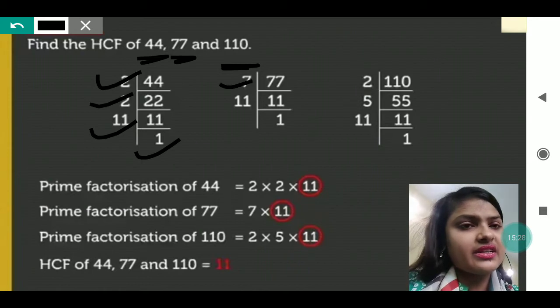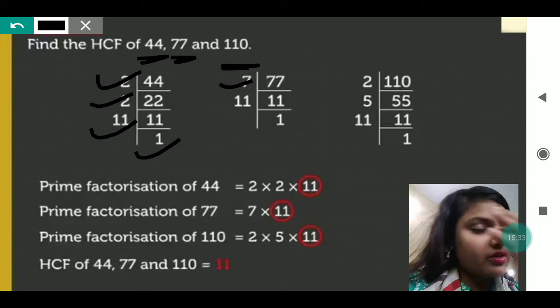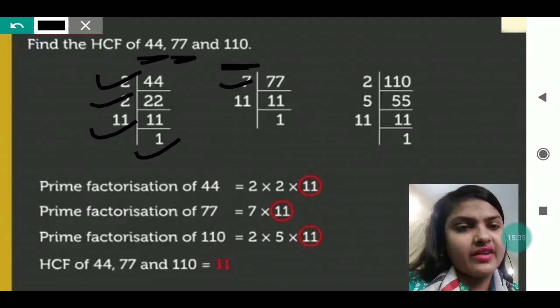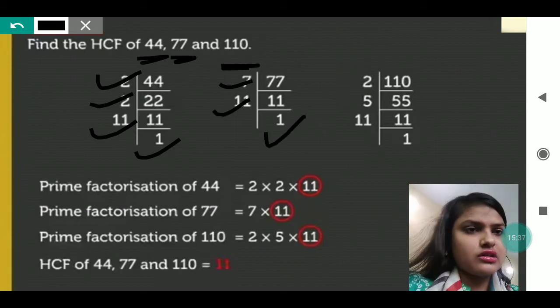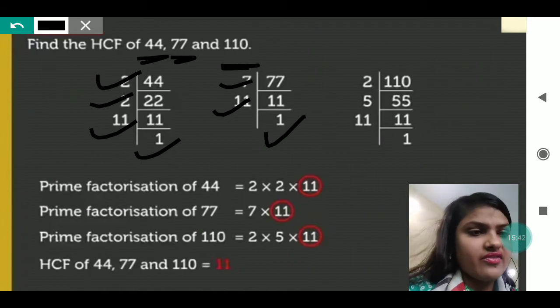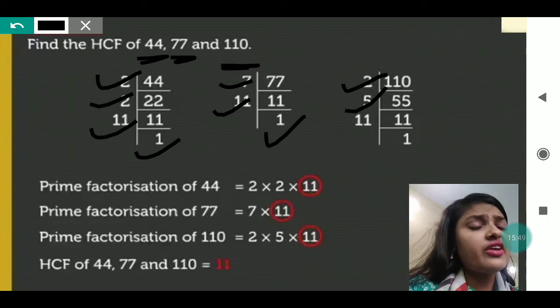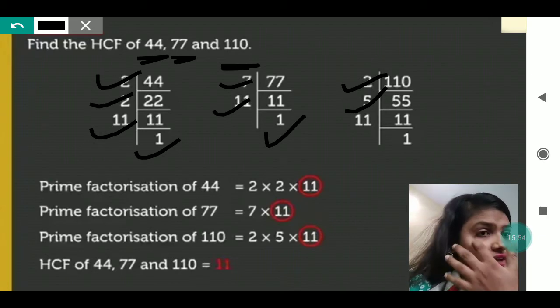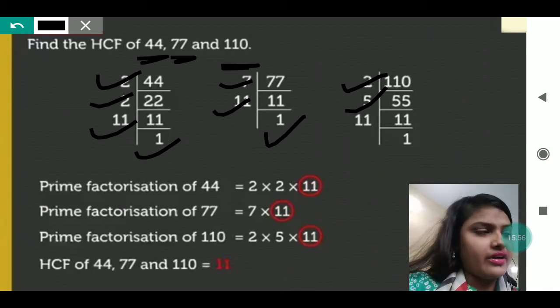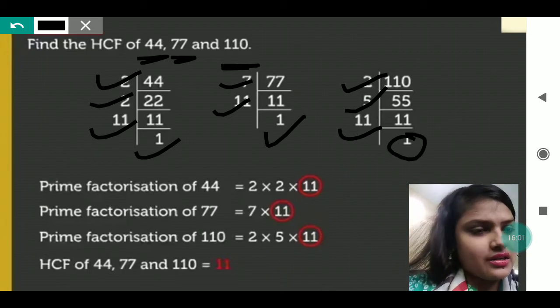Now 77 also I have divided. So 77 divided by 7, I have got 11. Then again 11 I have divided by 11, so I have got 1. This also is clear. Now 110 I have divided by 2, as it is an even number. So 110 divided by 2, I have got 55. Now 55 can be divided by 5 only, so I have got 11. Now 11 I have divided by 11, then I have got 1, that I have written.